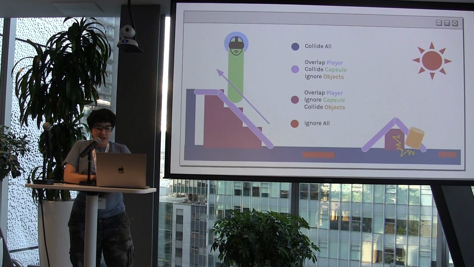So, ignore all. You can also use that for objects that maybe you put in the scene just for visuals, and it's not really playing a part in the game. So if you have light beams, things like that, nothing should be taking those into account. Just leave them out. Make it easier for the engine.